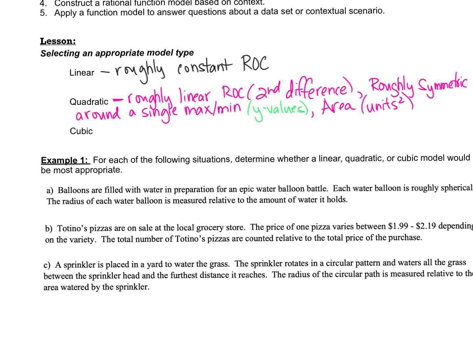And then for cubic, we could use that third difference if we had a table of values, and so on and so forth. But the biggest indicator for a cubic function is a context of volume, because volume has cubic units. So those are our indicators of what type of function we would use.